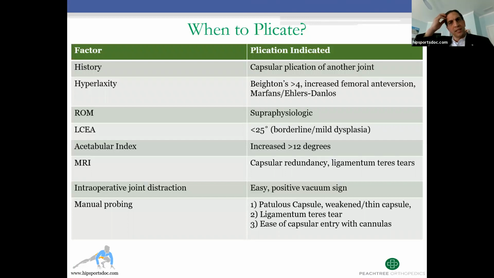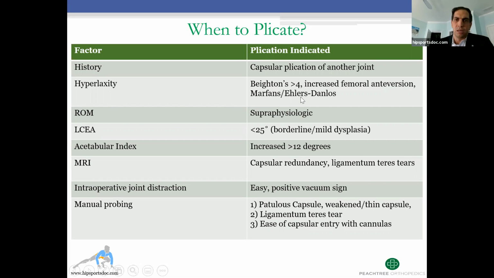So when to plicate? Well, I think many factors need to be looked at. History. Has capsular plication been done in another joint, including the shoulder? Is there a history of anterior knee or patellar instability? Hyperlaxity, Beighton criteria being positive, increased femoral anteversion, any sort of soft tissue or connective tissue problems such as Marfan's or Ehlers-Danlos.